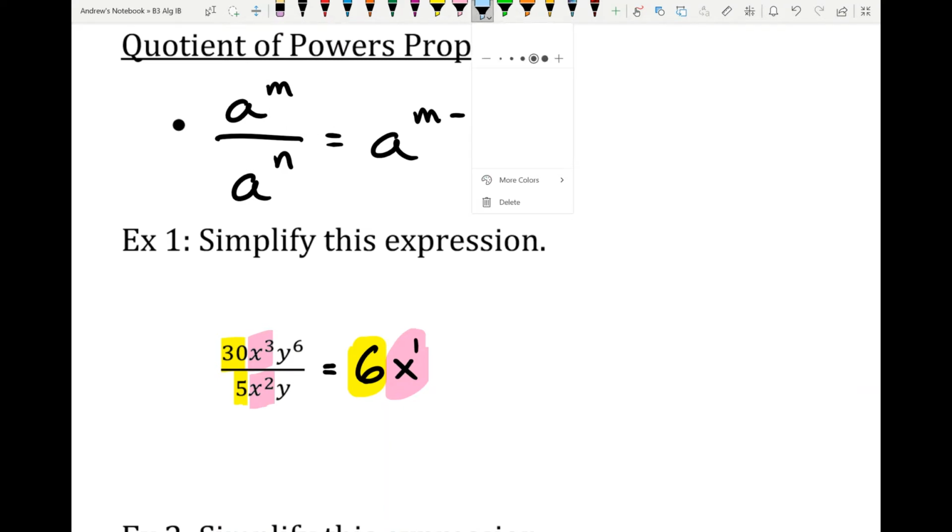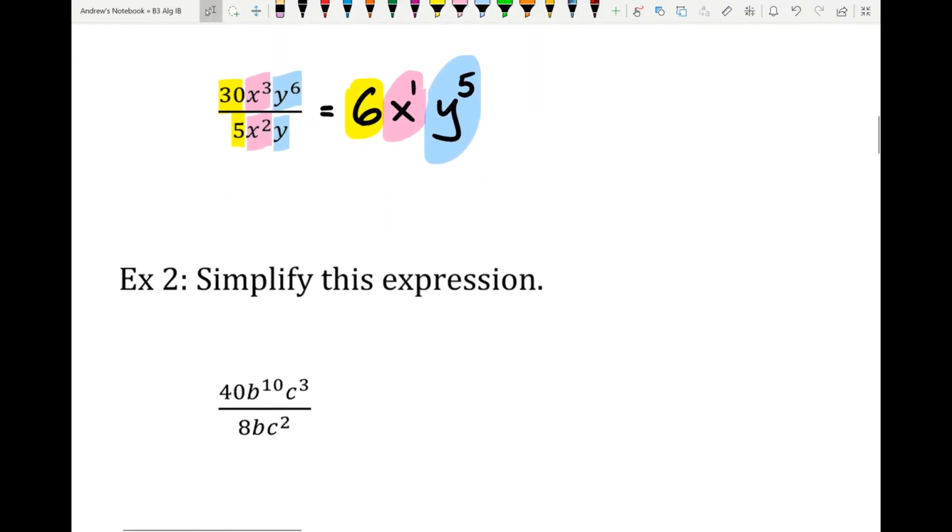Last but not least, we've got to take a look at the y's. We had 6 up top, we had 1 on the bottom, so when we do that division, 6 minus the 1 gives me 5 of those left over. So 6x y to the 5th. Cool, that's it. We're just taking them one piece at a time and dividing just those.